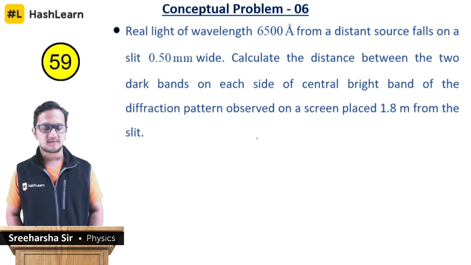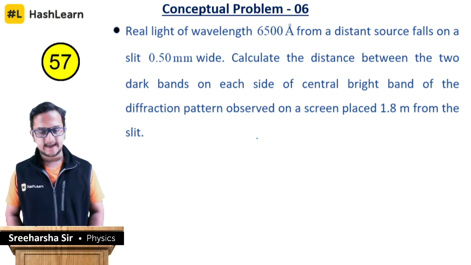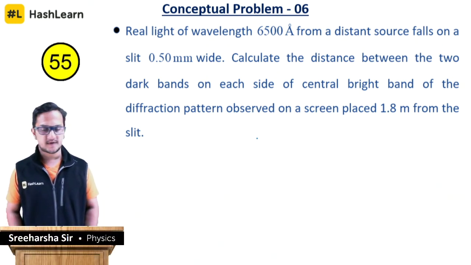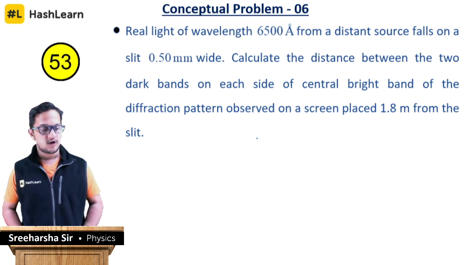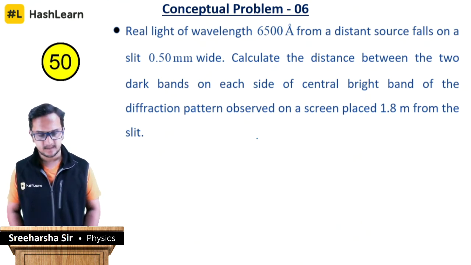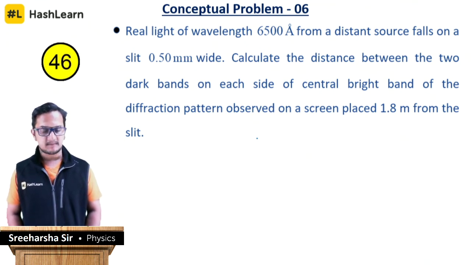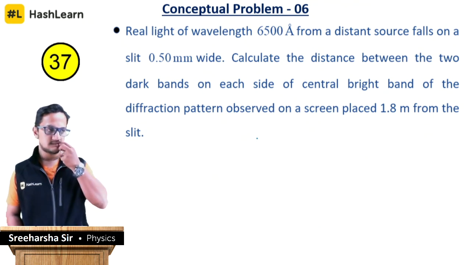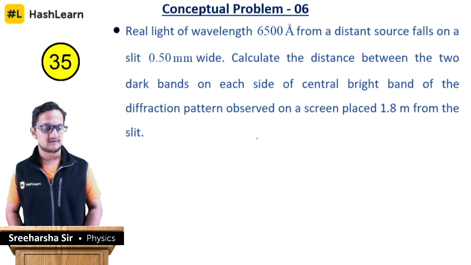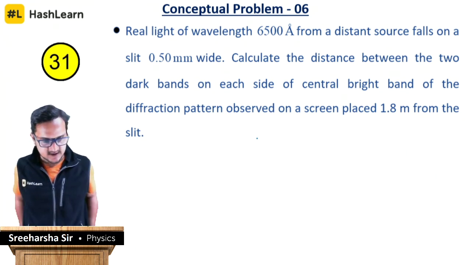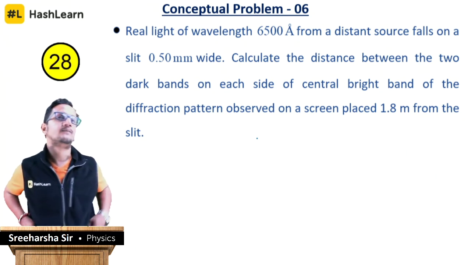So time for the sixth problem, students. A light of wavelength 6500 angstroms from a distant source falls on a slit of 0.5 millimeter width. Calculate the distance between the two dark bands on each side of the central bright band. The screen distance is given as 1.8 meters. We will see the winner of the contest question to be announced in the next class.